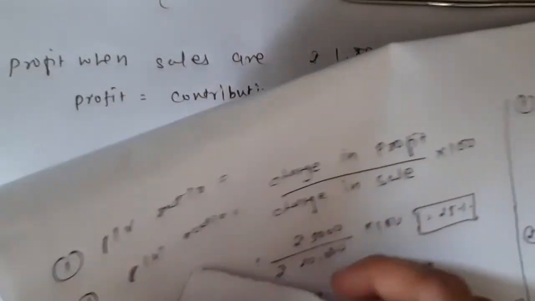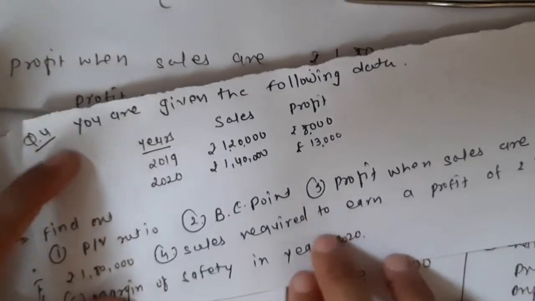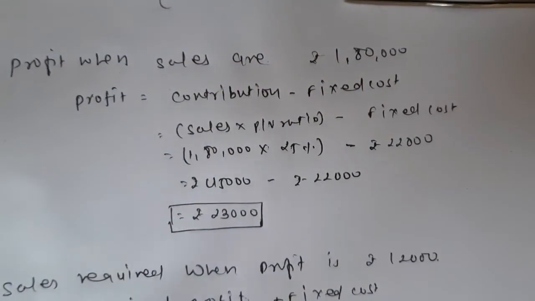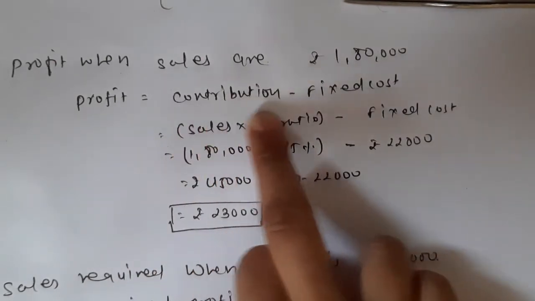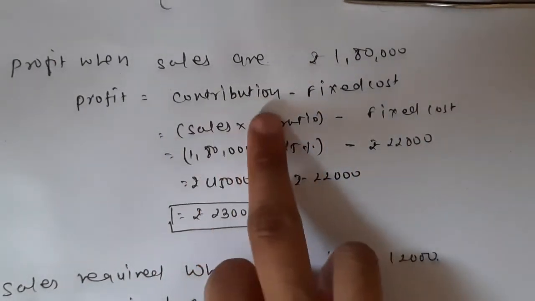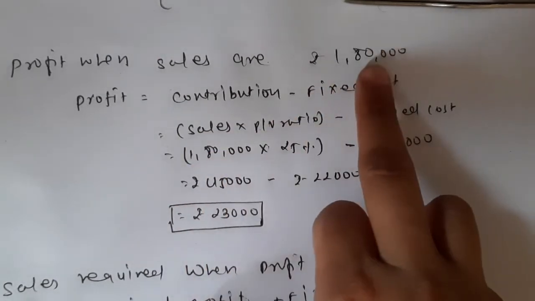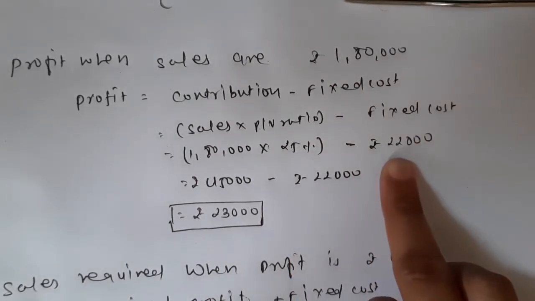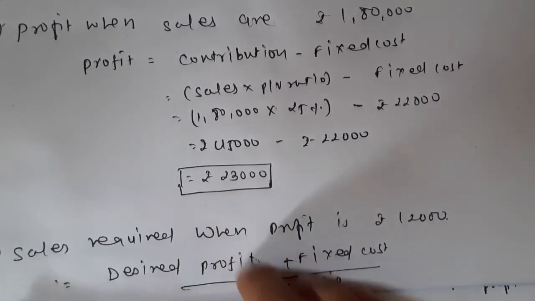Third one, they ask for profit when sales are rupees 1,80,000. Okay, so we find the profit when sale is 1,80,000. For finding profit we use the formula of contribution minus fixed cost. How do we find the contribution? It is nothing but sales into PV ratio. Sale is rupees 1,80,000, which is given in the question, and put that 25% as PV ratio, which we already found in the earlier part, and then put the 22,000. Now we get 23,000 as profit.